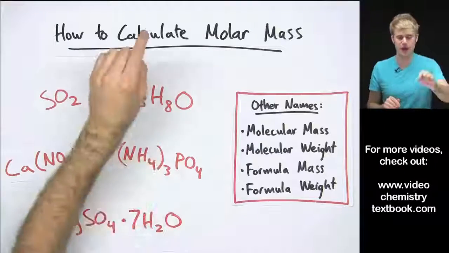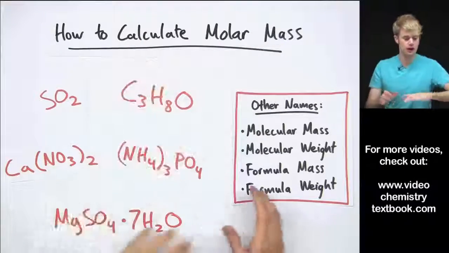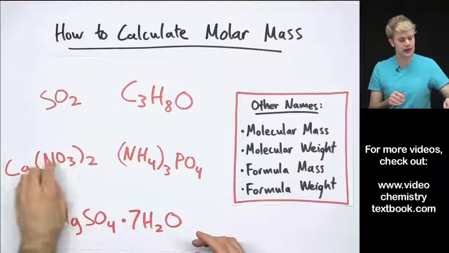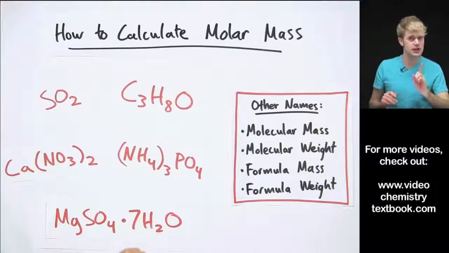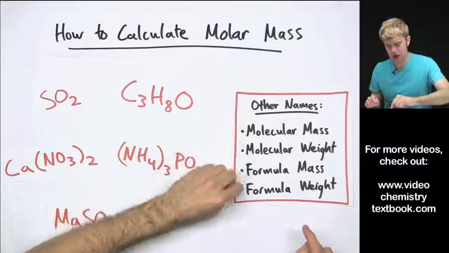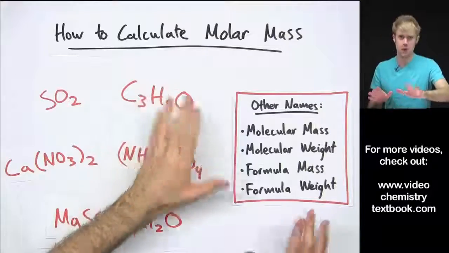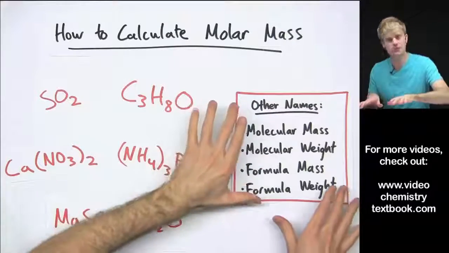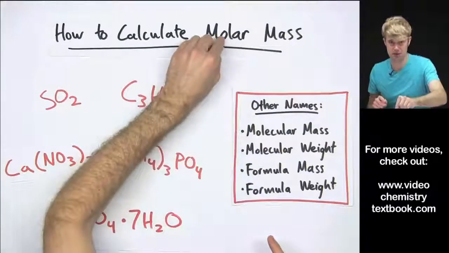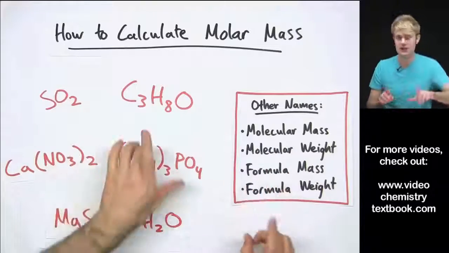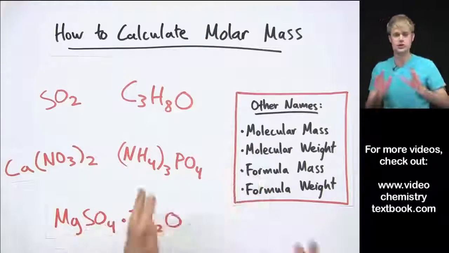In this lesson, we're going to learn how to calculate molar mass for a chemical compound by looking at its formula. Now, your teacher or textbook might use one of these other names instead of molar mass. But the good thing is, these are all pretty much just different names for the same thing. So what we're going to learn here is going to work no matter which of these things you're talking about.